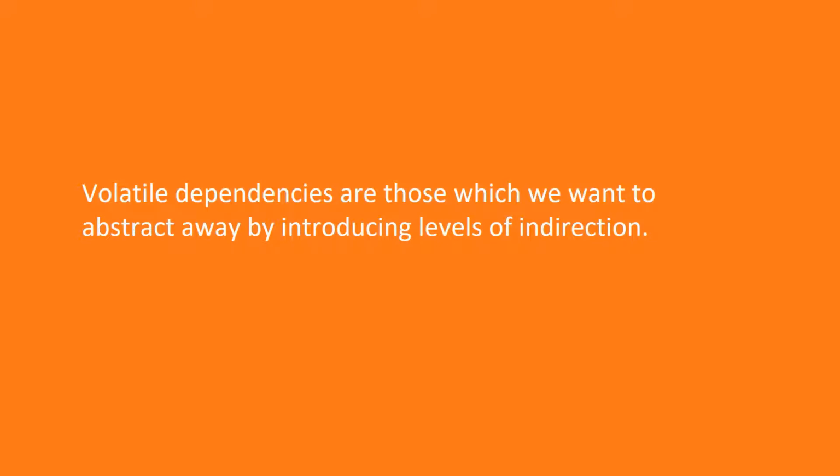Volatile dependencies are those which we want to abstract away by introducing levels of indirection. Since they are unstable, we at least need to have a way to replace them with test doubles in unit tests. Otherwise, we may end up with an untestable application. Remember that you can't treat an application as testable until its design allows writing unit tests. If an application allows only integration tests, it should be considered untestable.